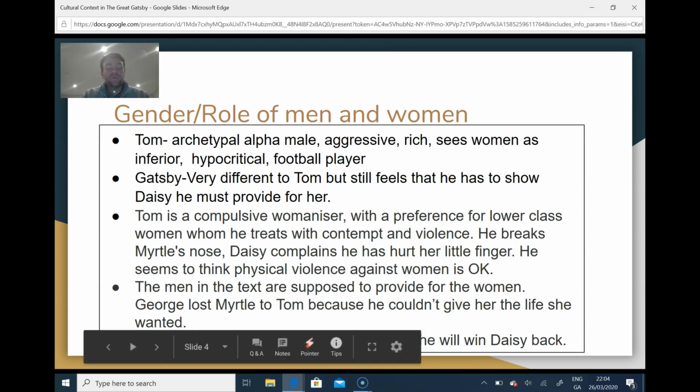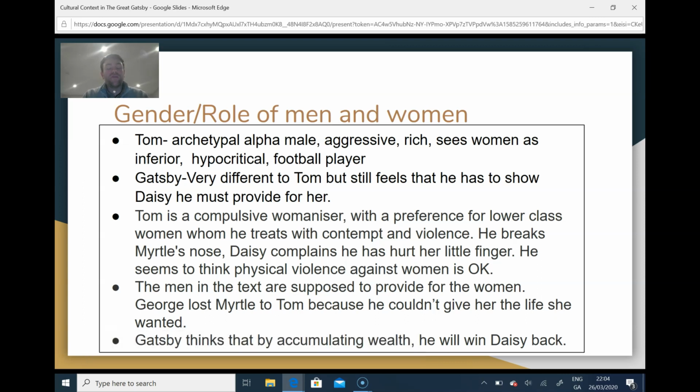So, if you're asked about how the cultural context affects people, Myrtle and Daisy are affected a lot by the cultural context, because men can do what they want to them and they have no comeback. They can't ring the police. There doesn't seem to be any penalty for Tom for doing any of these things, because he is rich, and because of who he is, he seems to be able to do whatever he wants.